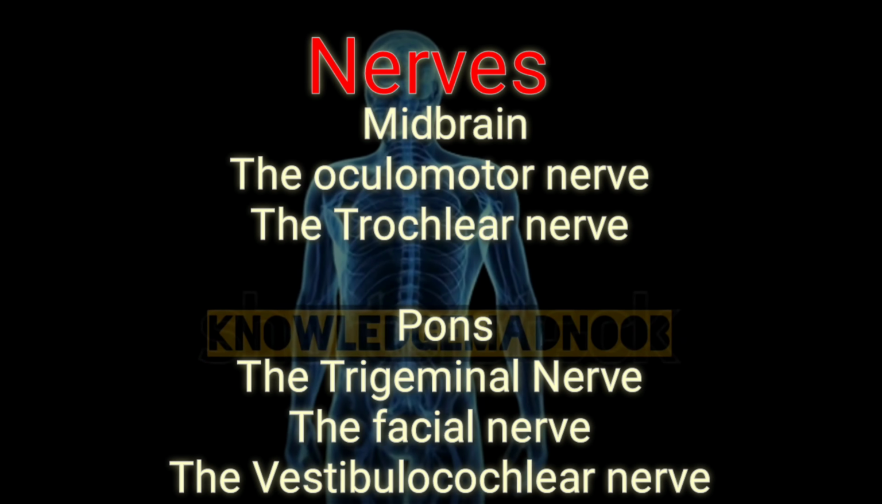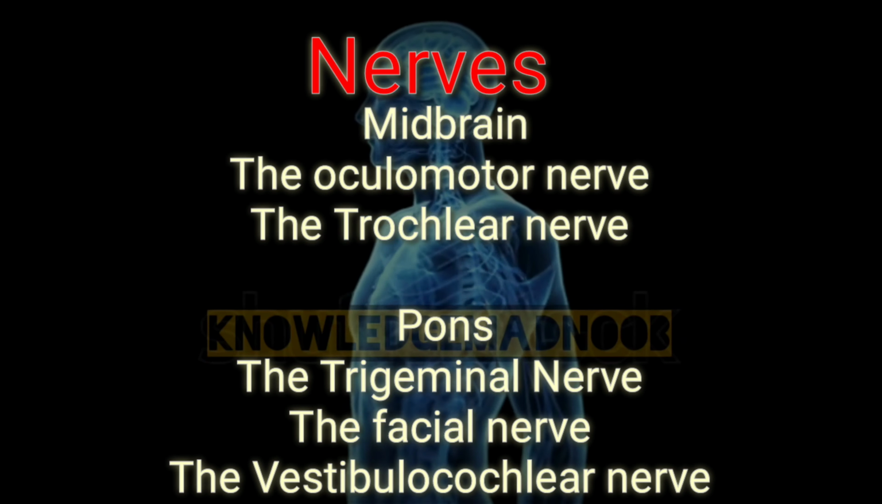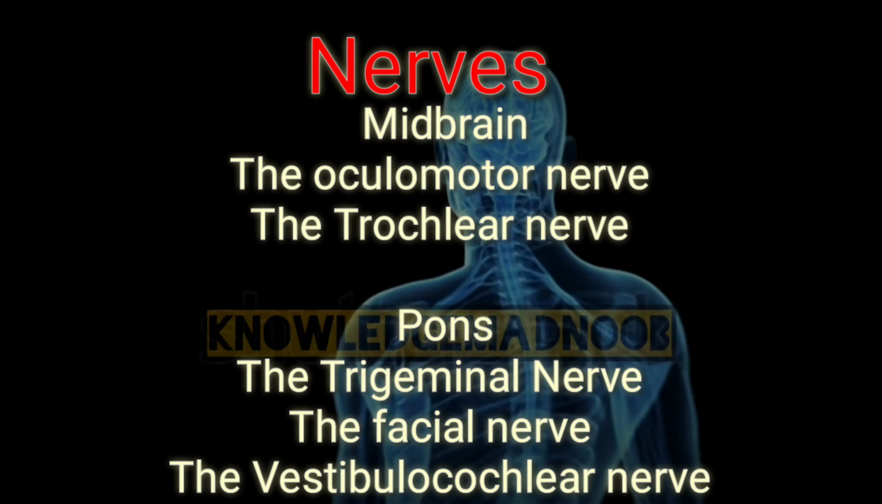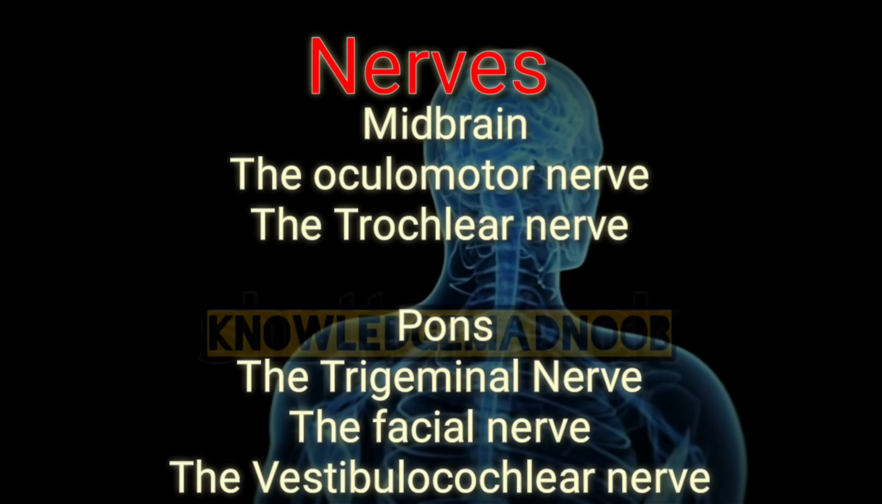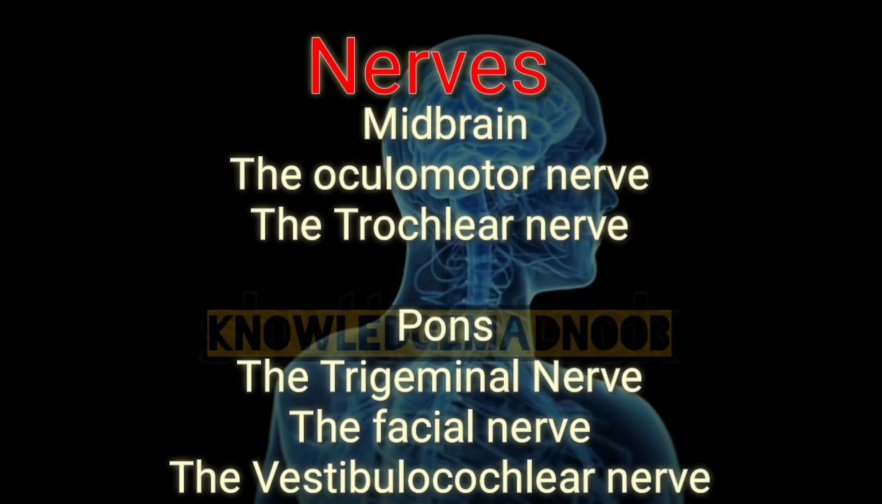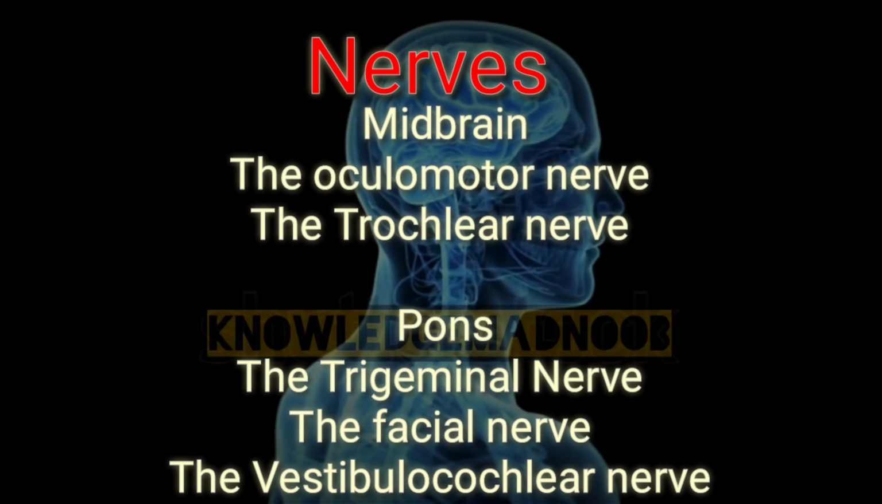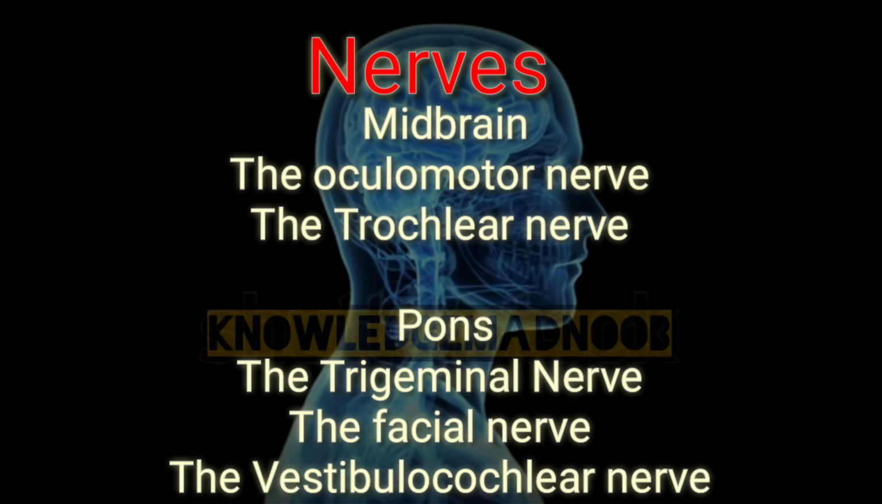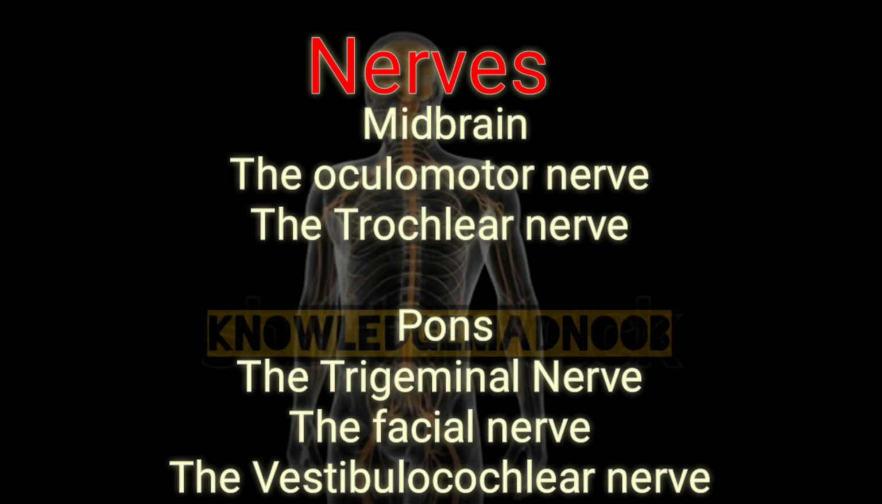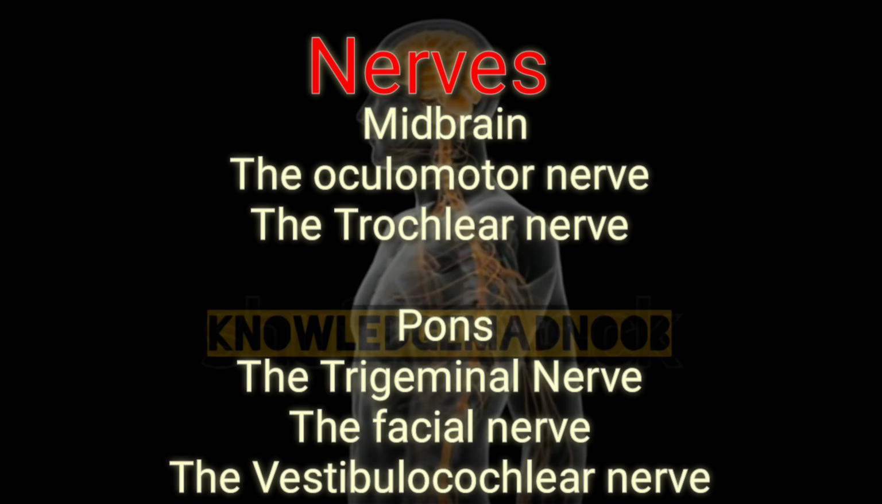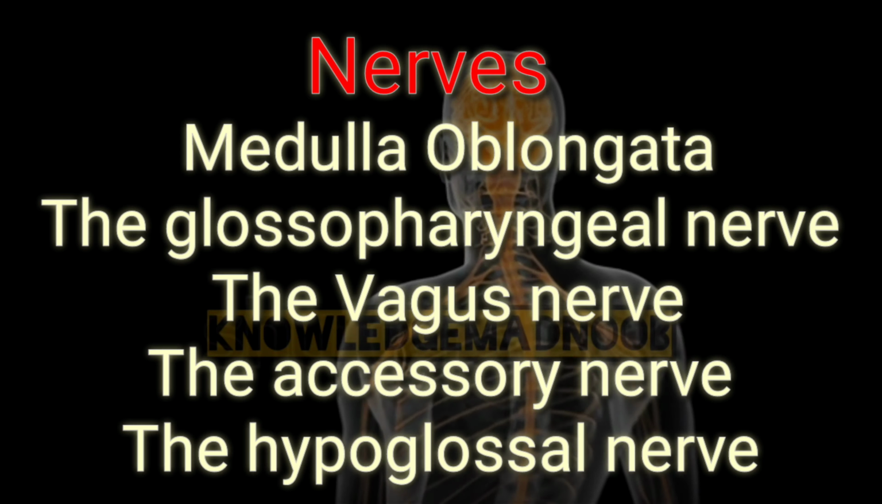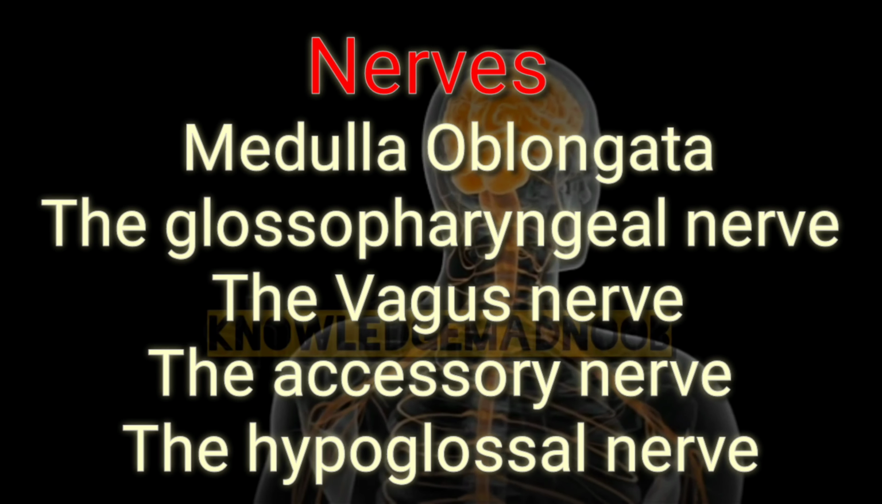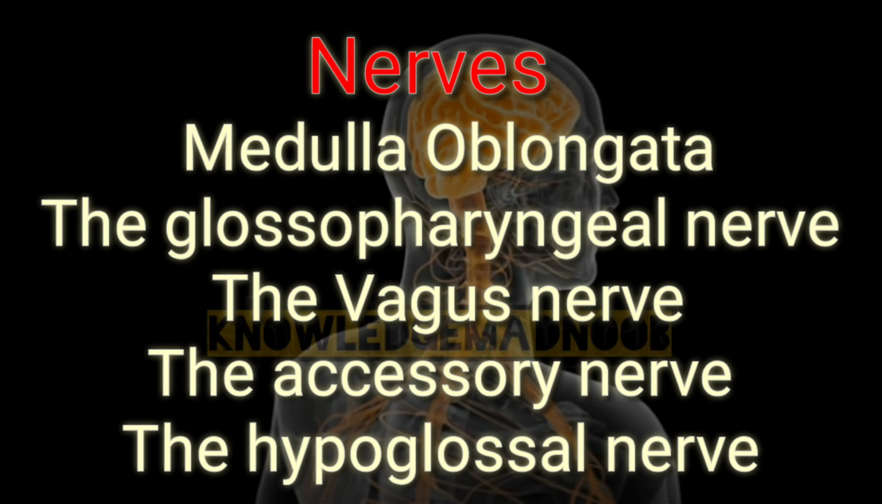The nerves: the entire brainstem is composed of neural tissue. 10 of the 12 cranial nerves also emerge from the brainstem. Midbrain: the oculomotor nerve and the trochlear nerve. Pons: the trigeminal nerve, the facial nerve or cranial nerve 7, and the vestibulocochlear nerve. And medulla oblongata: the glossopharyngeal nerve, the vagus nerve, the accessory nerve, and the hypoglossal nerve.